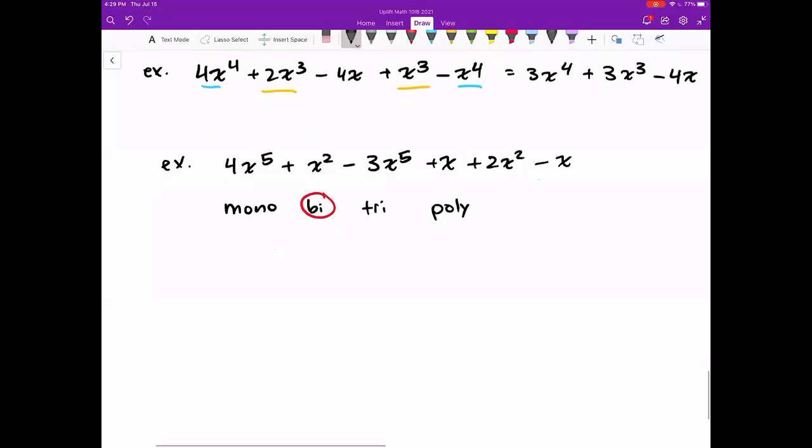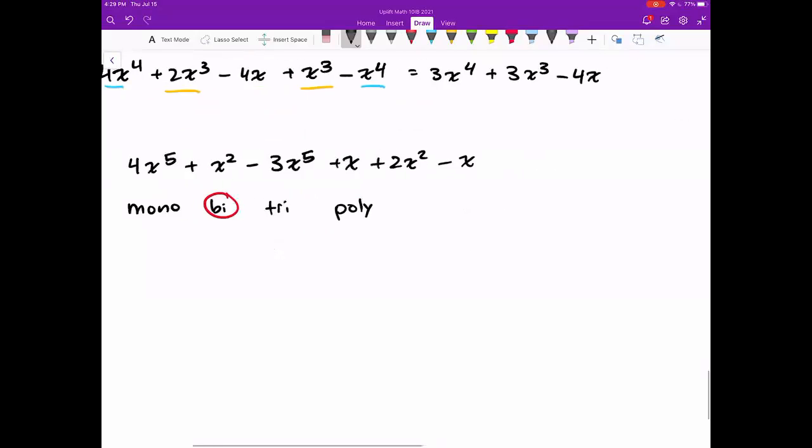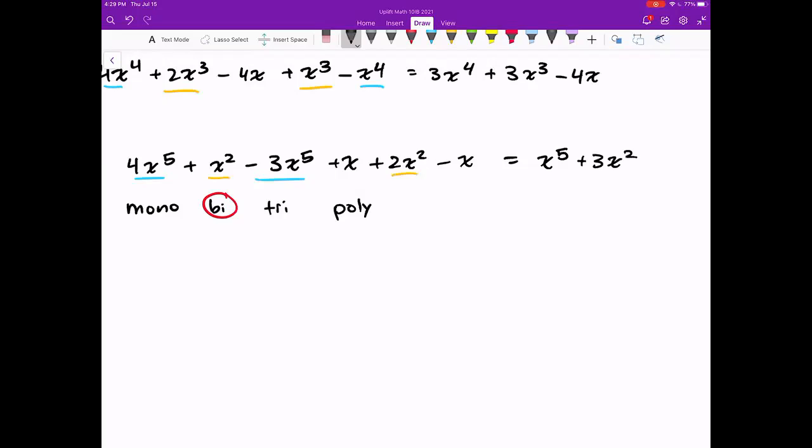So we can see that we can combine the x to the power 5s. That would give us x to the power 5 with 1 as a coefficient. And then we also notice that there's the x squared, so we can add those two together, and that gives us 3x squared. And then we can see that the x and the negative x just cancel out and give us 0, so we just don't put anything there. And that will be a binomial.